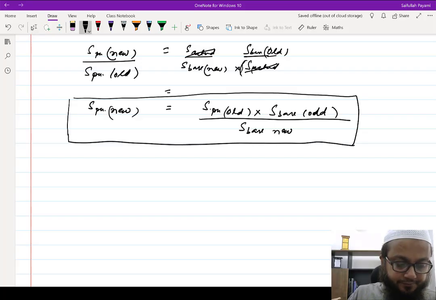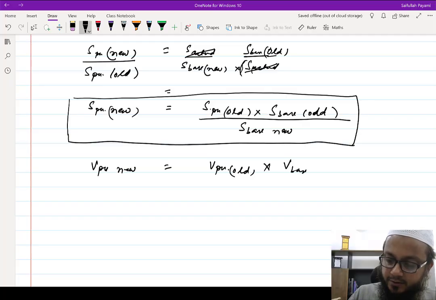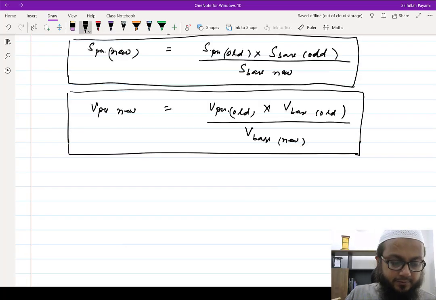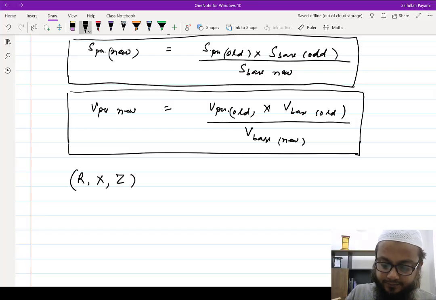Similarly, you can find V per unit new as V per unit old into V base old upon V base new. And similarly, I per unit new and I per unit old, you can calculate, it will go like that. Similarly for, let's say, R, X and Z, all this in per unit defined in new.